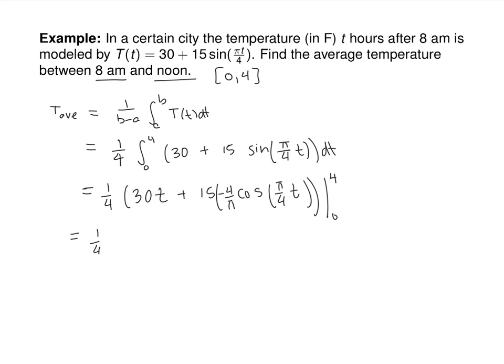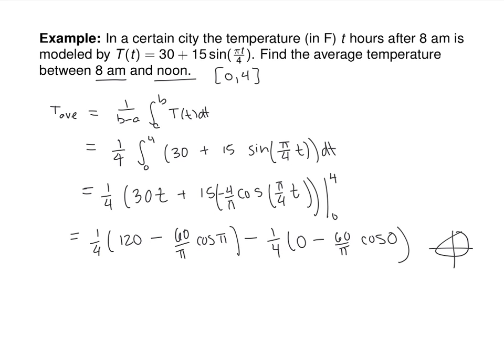So that's 1/4. Plugging in 4 times 30, we get 120 minus 60 over pi cosine of pi, minus 1/4 times 0, minus 60 over pi cosine of 0. And you should know enough about the unit circle to know what cosine and sine are at 0 and pi. I cannot give you easier values to evaluate than that. So at 0, the cosine is 1, and at pi, the cosine is negative 1.